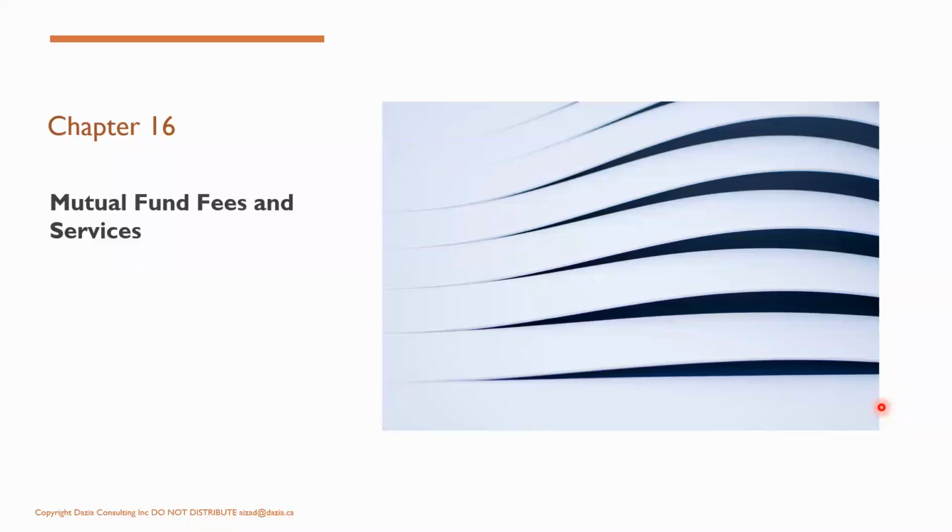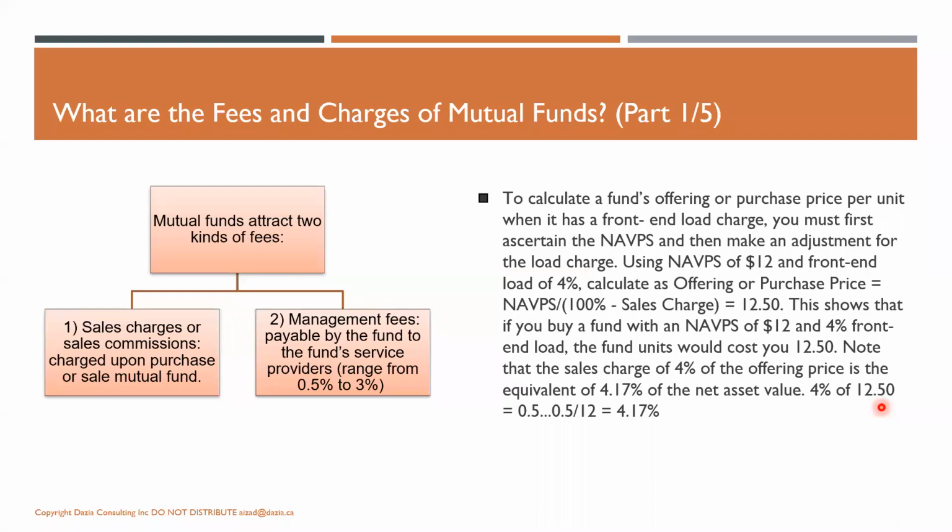Okay, so mutual fund fees and services. Now we talk about the MERs and the sales charges. Like I said, two main types of fees. Nothing is free, and when you're buying the mutual fund, you're going to pay management fees, which are payable by the fund to the fund service provider, and they range from 0.5 to 3%. So the management fees are always going to be there. And the sales charges, some funds have a sales charge, others don't. The sales charge may be there or may not be there.